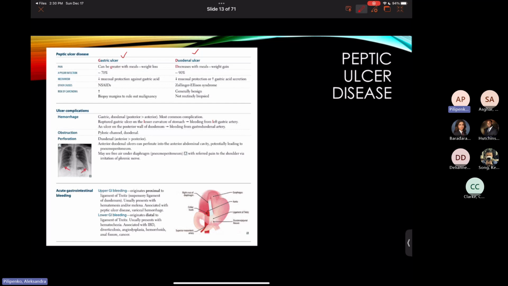Also, remember how to distinguish upper GI bleed from lower GI bleed. Remember, upper GI bleed most likely will present with black-colored stool called melena, right? Because the blood is digested, and the lower GI bleed would present with frank red blood.